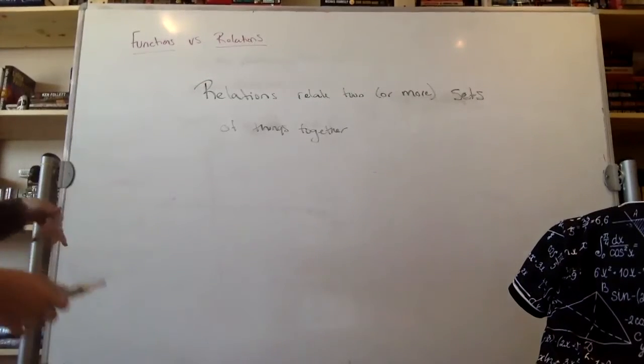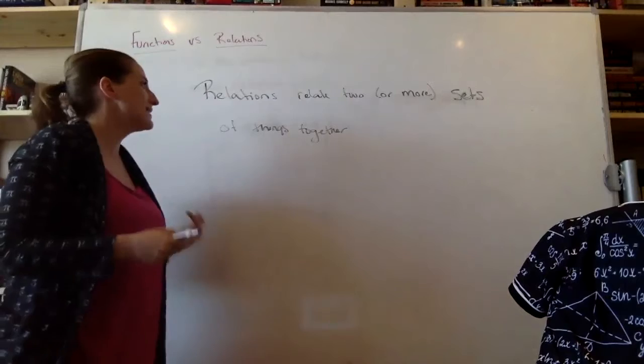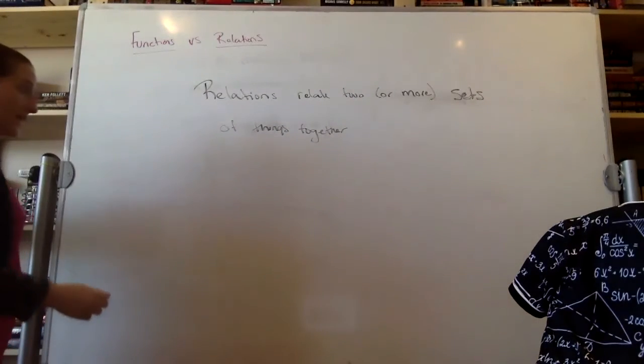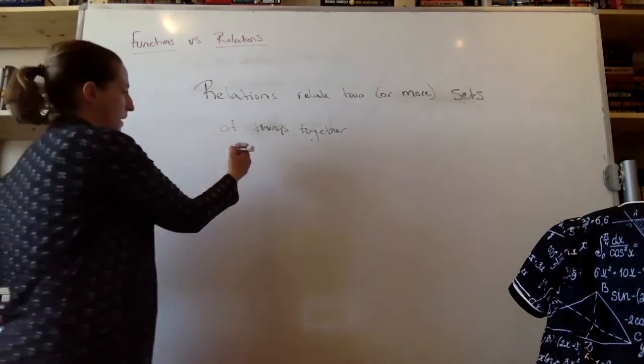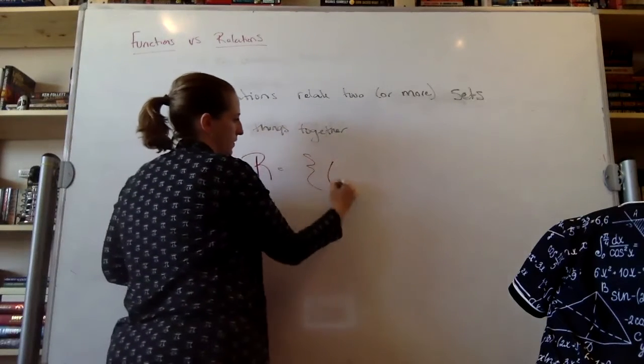So now we're going to talk about functions and relations. Okay? A relation is anything that relates two or more sets of things together. Sounds really vague and broad, right? Well, in its general sense, a relation is really broad. So for example, I could define the relation R as follows.